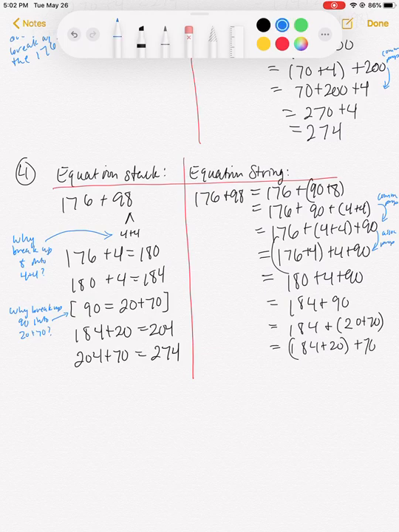Now when we switch the association to 184 plus 20, then plus 70, that's the associative property that can help us. And when we do that, we have 204 plus 70, which was equal to 274. Okay. All right, so you have some good strategies. I recommend taking a break, and we'll come back for strategies 5 through 8.